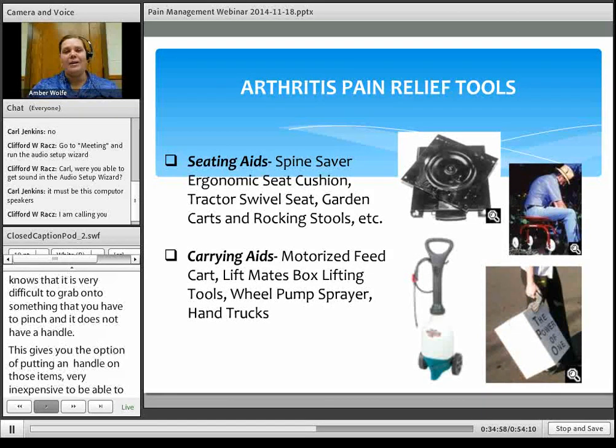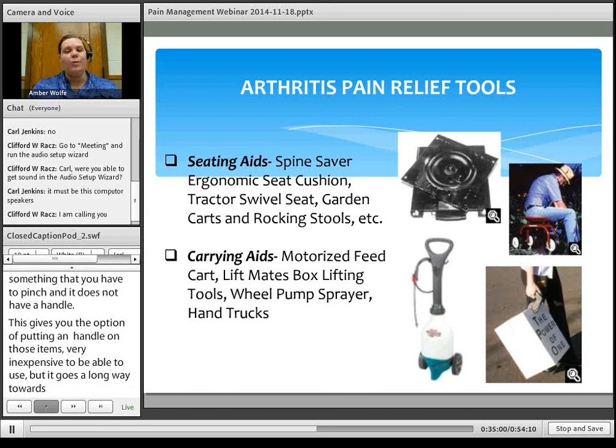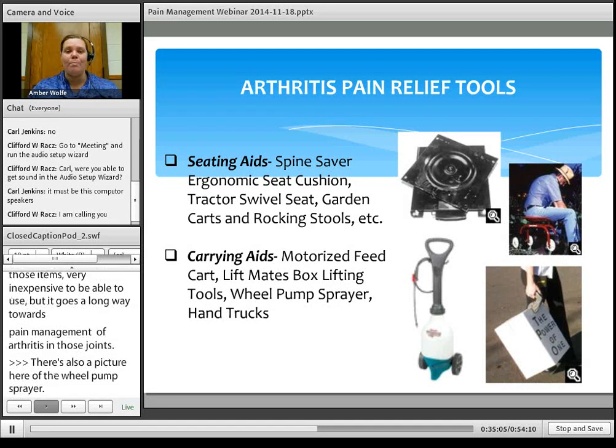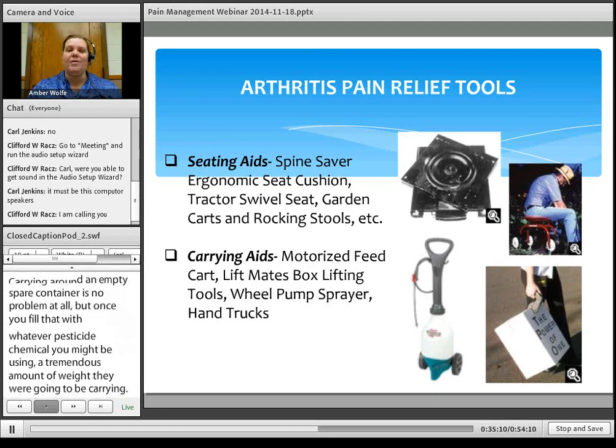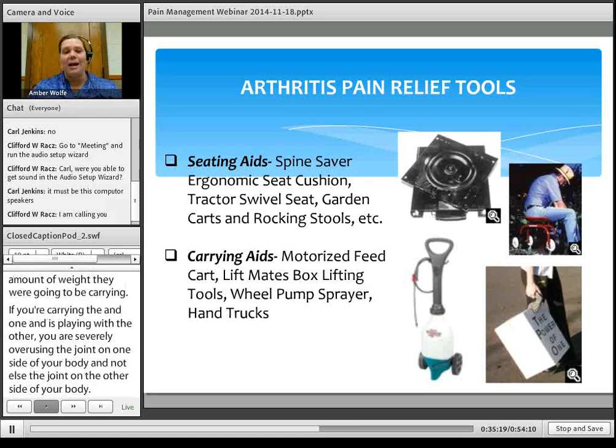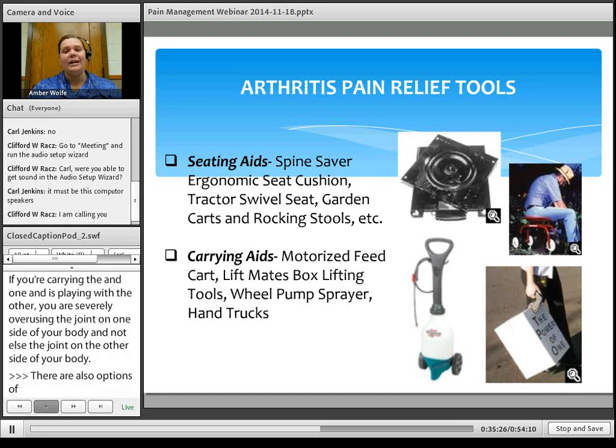There's also a picture here of the wheeled pump sprayer. Carrying around an empty sprayer container is no problem at all, but once you fill that with whatever pesticide or chemical you might be using, it adds a tremendous amount of weight that you're going to be carrying. If you're carrying that in one hand and spraying with the other, you're severely overusing the joints on one side of your body and not balanced with the joints on the other side of your body. There's also options to putting some of these tanks in backpack type apparatuses and being able to carry them on your back. But I like this version better because it's on a wheeled cart. It allows you to take that sprayer with you everywhere you go, and you're not putting those chemicals too close to your body.